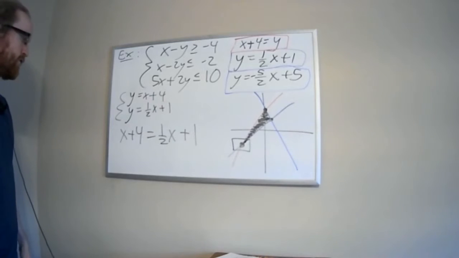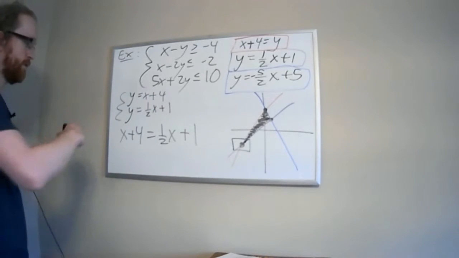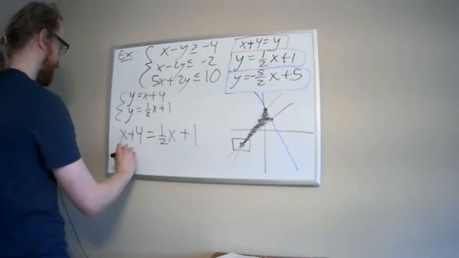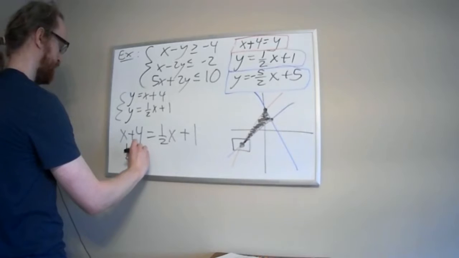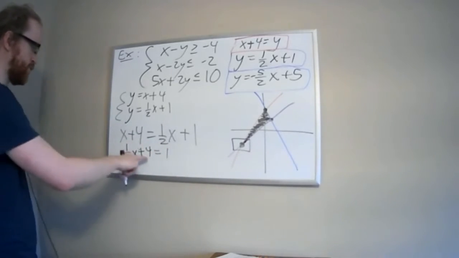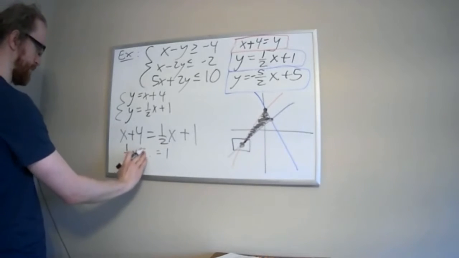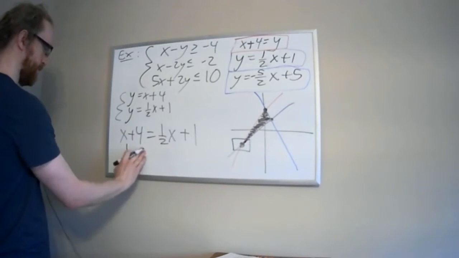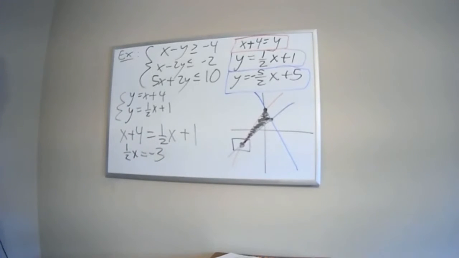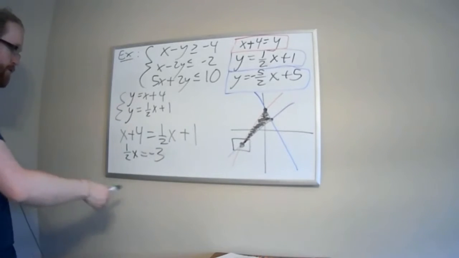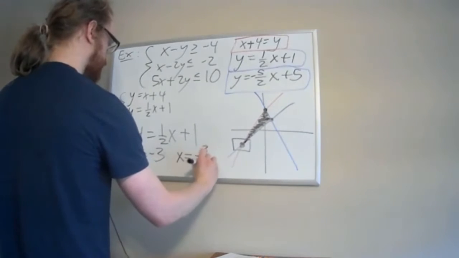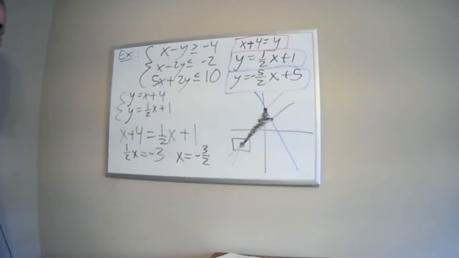And so now I just need to solve for x. I'll subtract 1/2 x from both sides. That'll leave me with 1/2 x plus 4 equals 1. I could subtract 4 from both sides, I'll do that. That'll leave me with 1/2 x equals -3. And then I would just multiply both sides by 2 to get rid of this 1/2. And it turns out x will be -3/2. So x is -3/2.